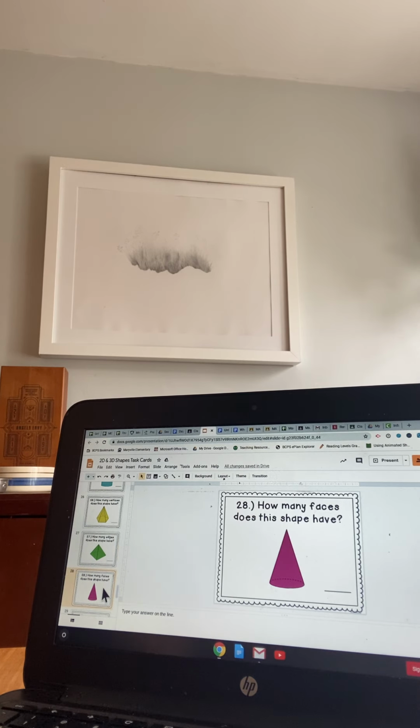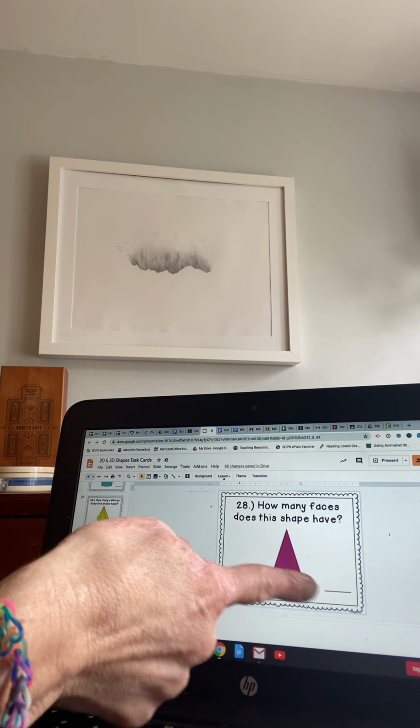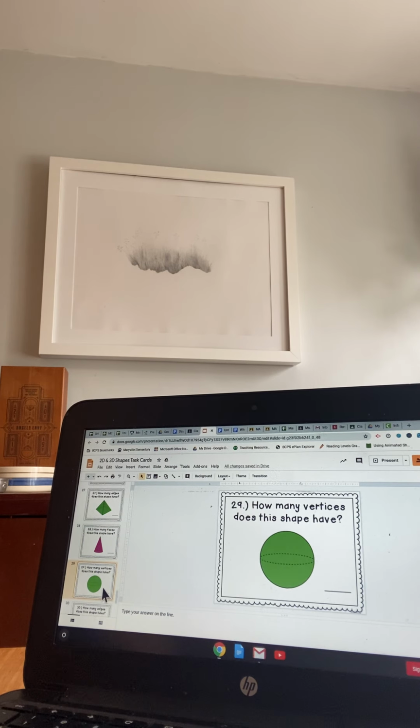How many faces does this have? It has 1 flat surface, which is the bottom of your cone. So 1 face. How many vertices does this have? None, 0, because it's a sphere.